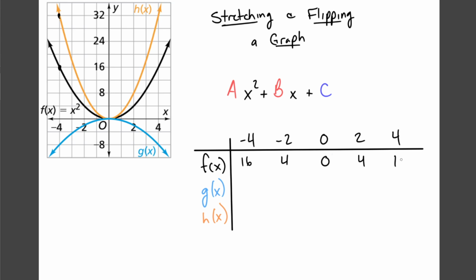Classic quadratic table here. It goes down, hits the vertex, and then comes back up again. That's how we know it's a parabola. 16, 4, 0, 4, and 16. Now we're going to do our g of x line. Same type of thing. At -4, my value is -8.